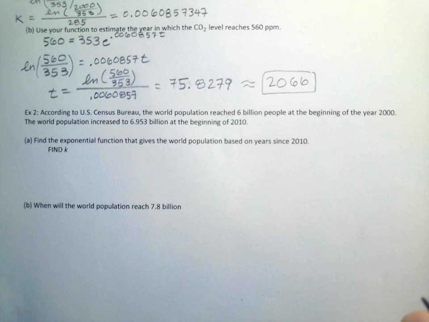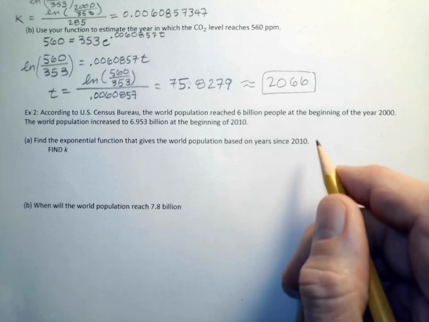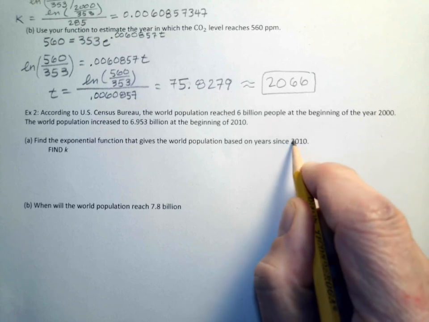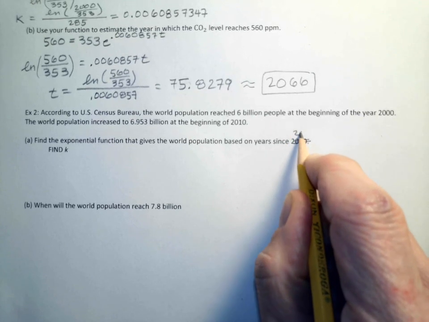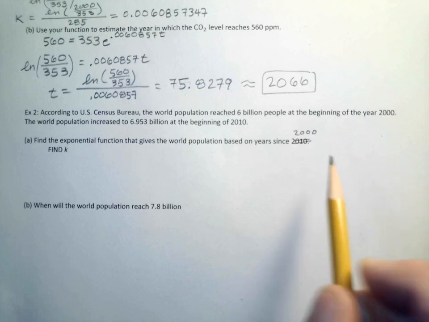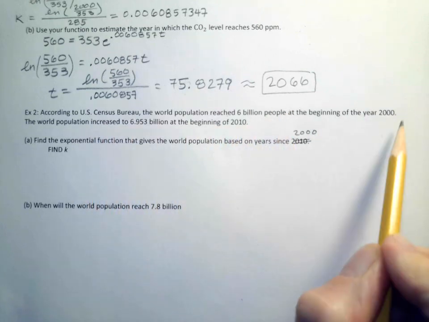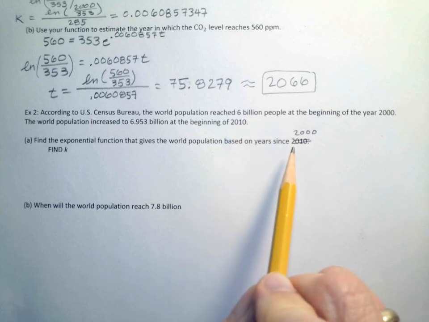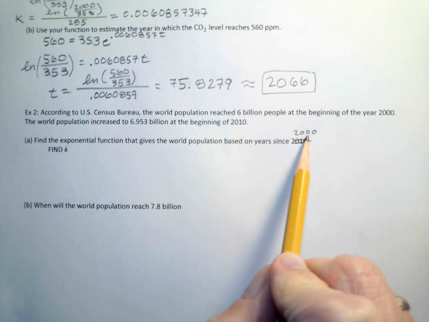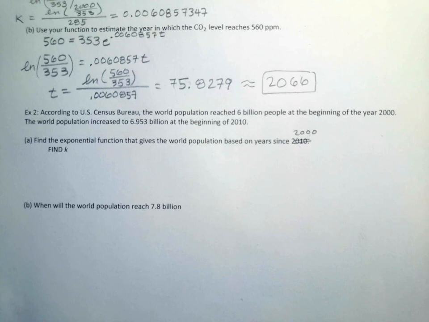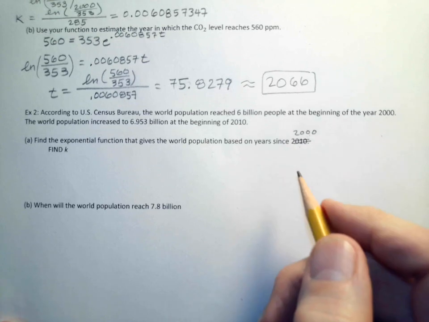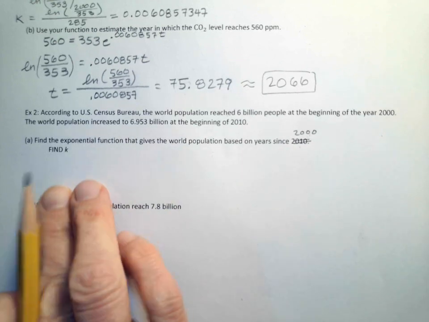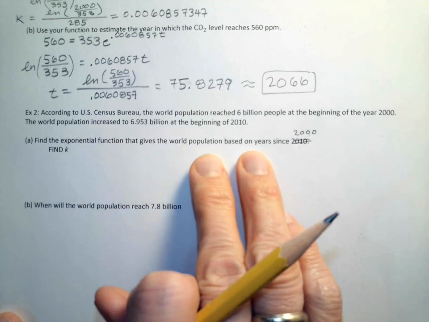So first thing we want to do is find k. Oh, wait a minute. Let's stop and rewrite this. Let's do this as 2000. That probably makes more sense because that's the starting point. So let's not write it in terms of 2010, 2000. I think that's a typo. All right, so now find the exponential function that gives the world population.